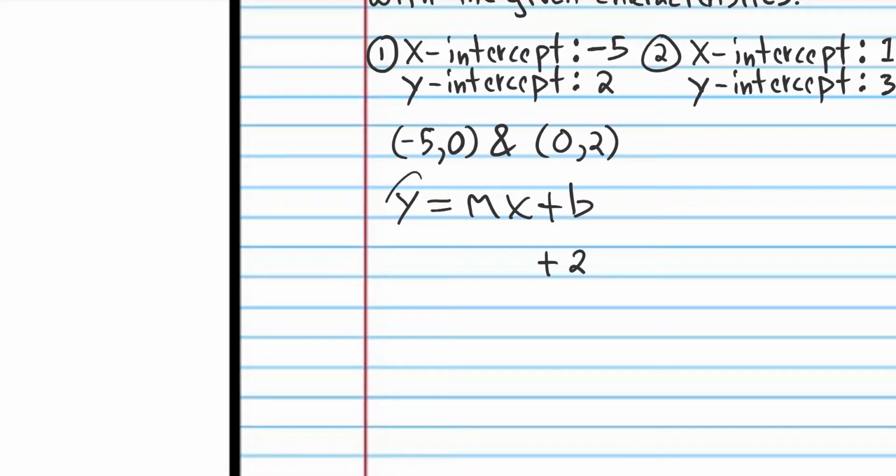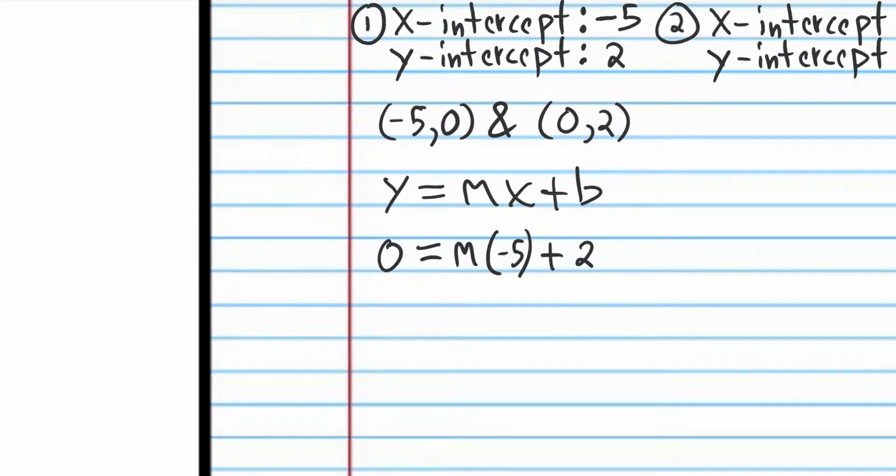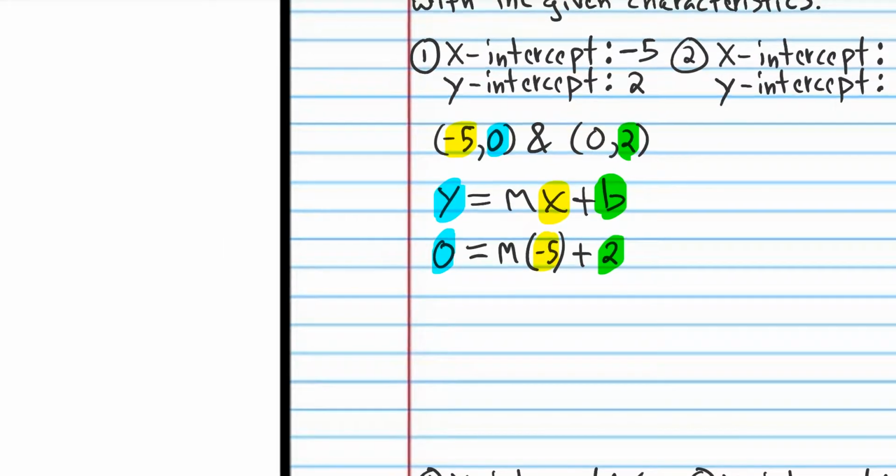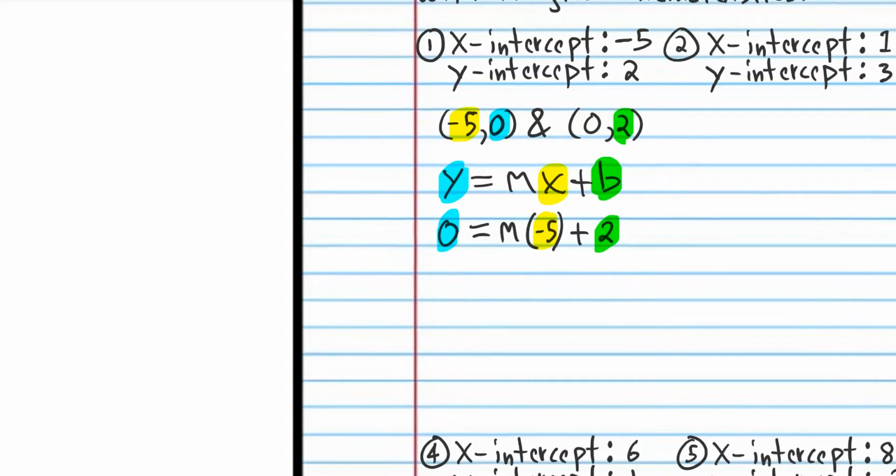So instead of y, we're going to plug in 0. And instead of x, we're going to plug in -5. So I'm going to color code that just to make sure you know what's going on here. So now we just solve for m. Subtract 2 from both sides, divide both sides by -5, and we get m is equal to 2/5.